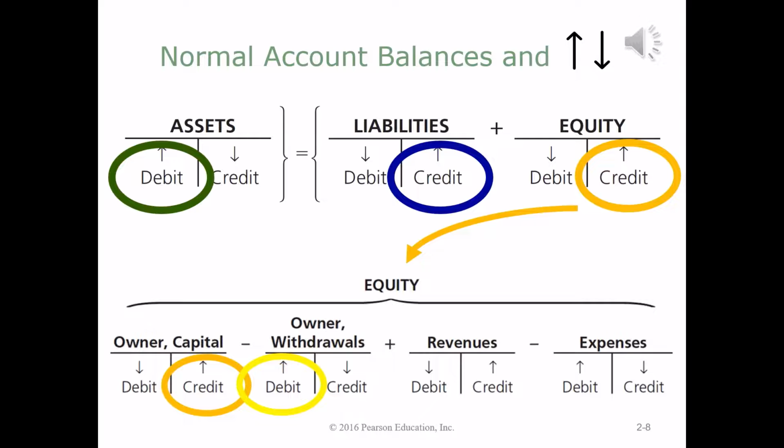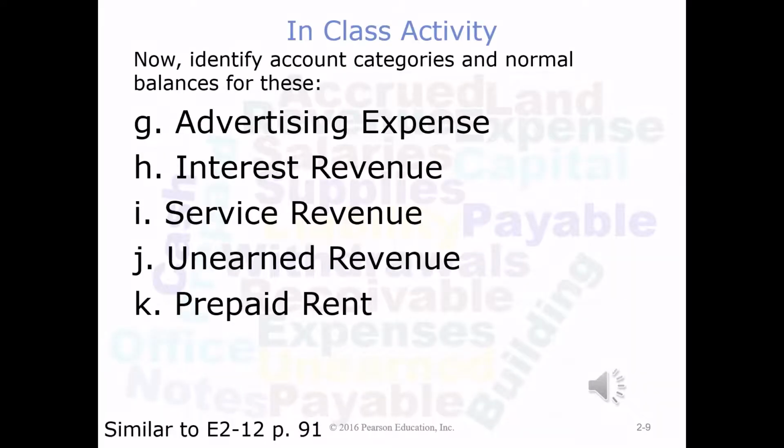Revenue has a normal balance of a credit because when we receive revenue, that's sales, it increases our equity. It increases the owner's rights to the value of the assets. And conversely, expenses have a normal balance of debits because when we spend money, it decreases our equity. Now pause the video and identify account categories and normal balances for these accounts.